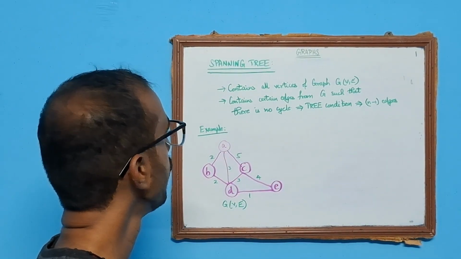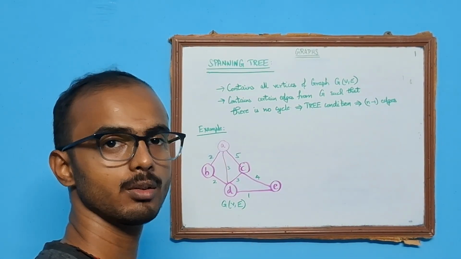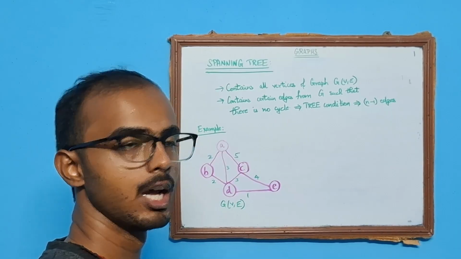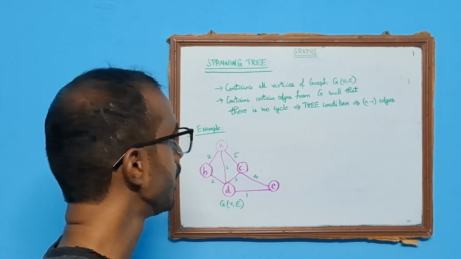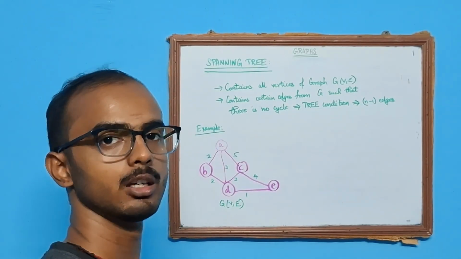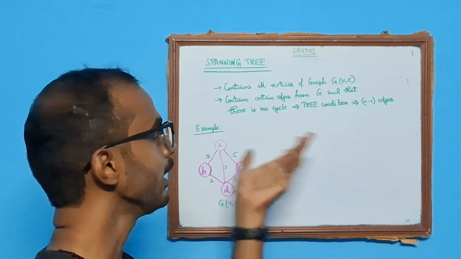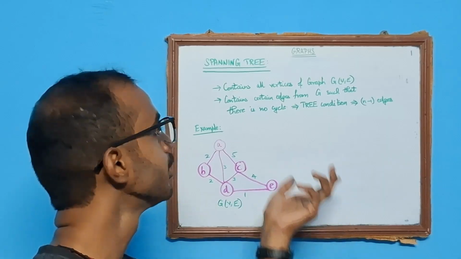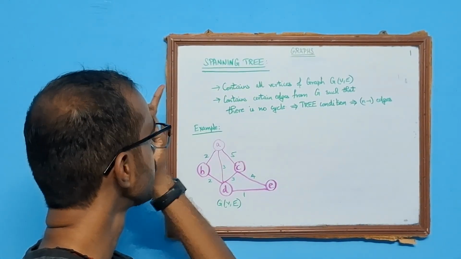So what is a spanning tree? We are going through the concepts of graphs, and a tree means it does not contain a cycle. That's how we have defined a tree in terms of graph definitions, right? A spanning tree is a special subgraph of the main graph.